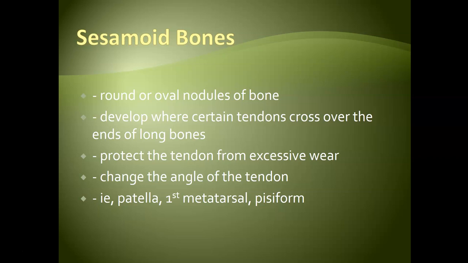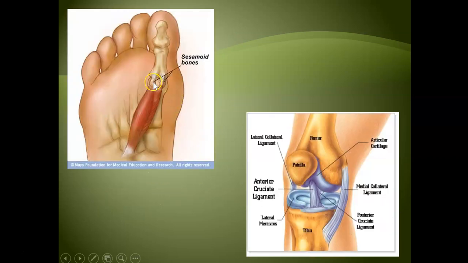So the big famous one obviously is the kneecap, which is the patella. We have one on the first metatarsal of the foot, and we also have one called a pisiform bone, which is part of the carpals of the hand. So we see here two sesamoid bones at the tarsal bone of the foot, and here is the patella of the knee.